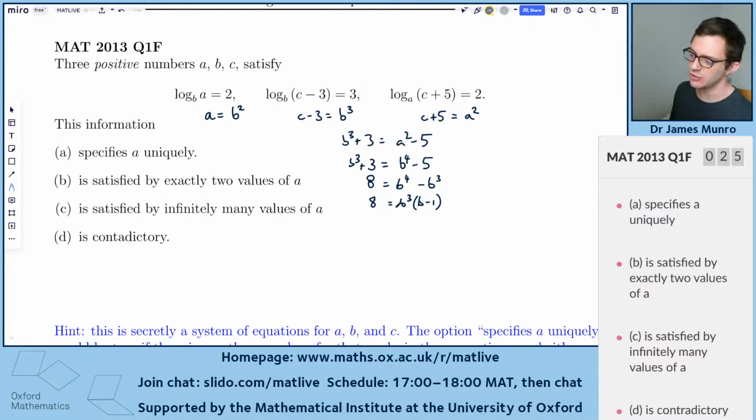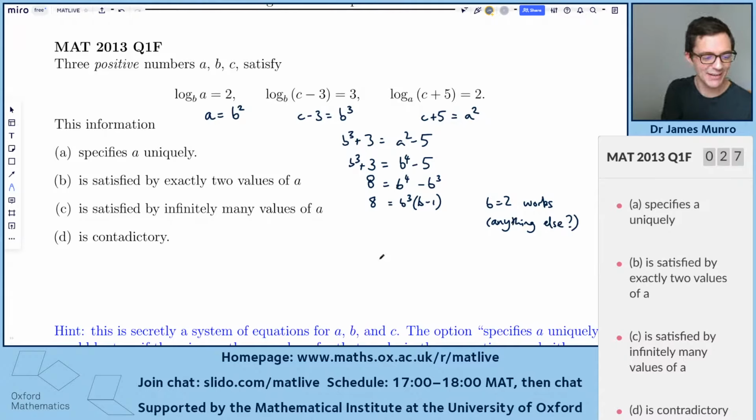I suppose, does 2 work? So 8 is 2 cubed, and this looks like something cubed times b minus 1. So I think b equals 2 works. But I'm a little bit worried that there might be something else. I actually spotted that 2 cubed in here sort of works out nicely.